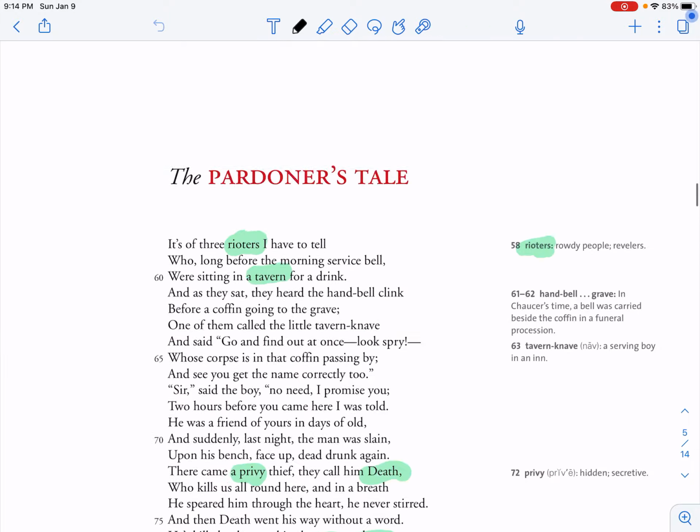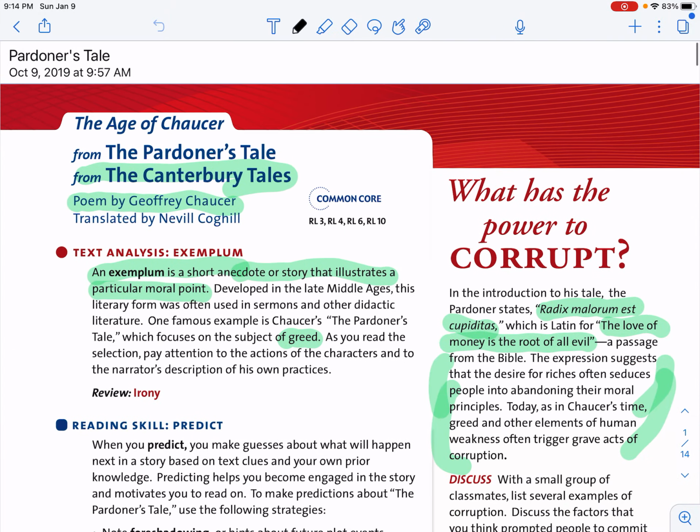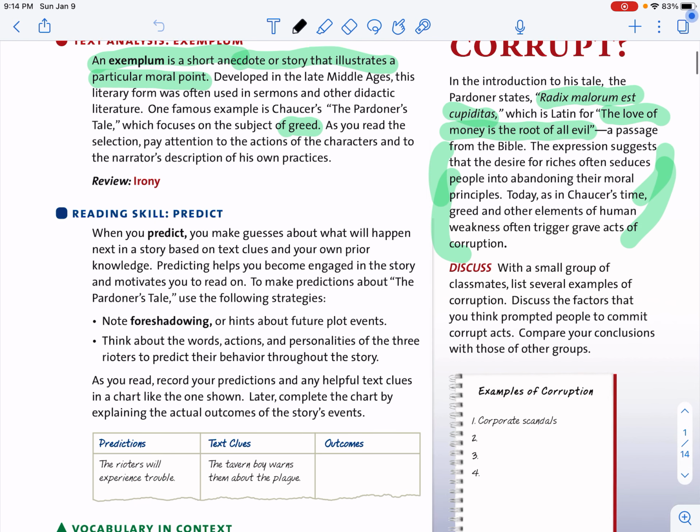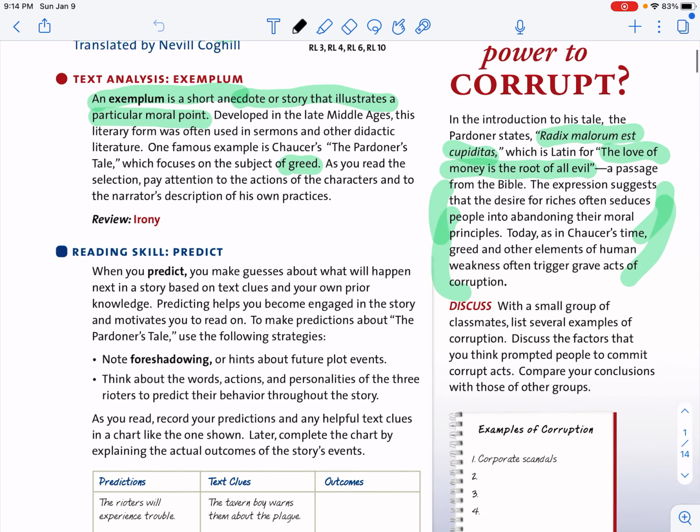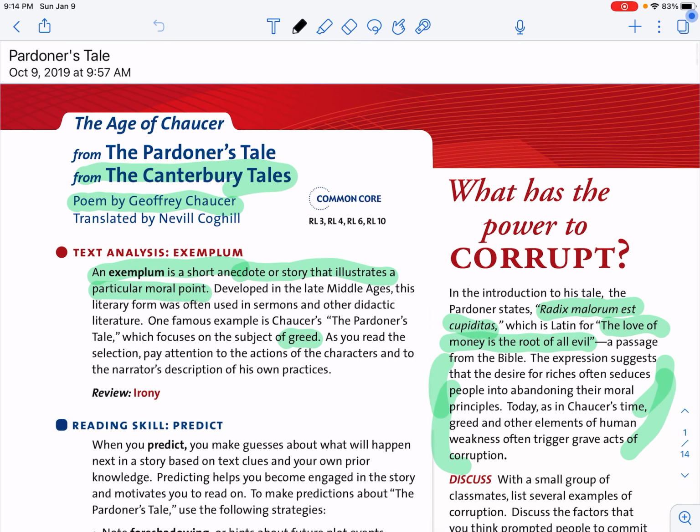Anyway, I hope you enjoyed that. It's a wonderful story. I'll put this document up so you can look at it and read through it. It's from a textbook, and it's pretty good. But it's a great story.